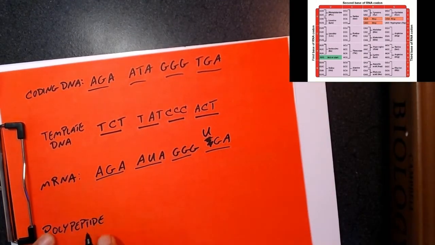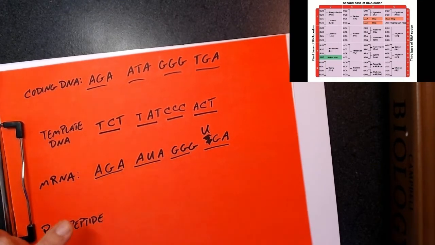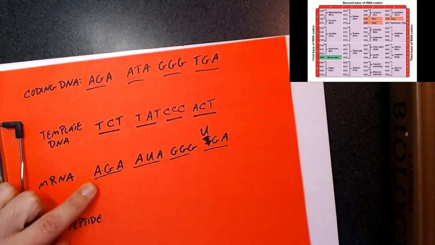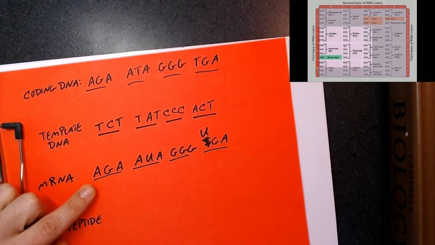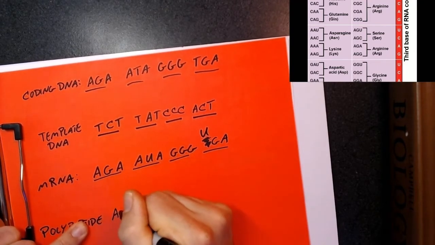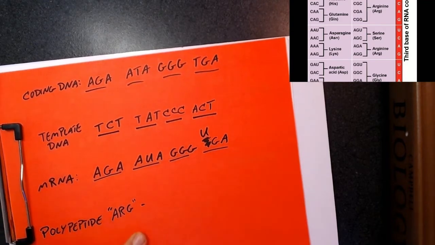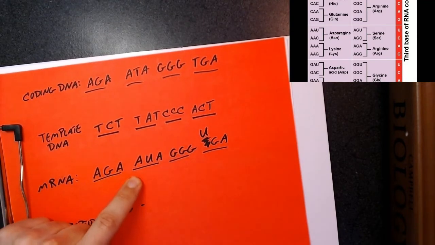Then we want to translate it to a polypeptide. So AGA, let's go to our chart up here. AGA, where are you? We have the A's down here on the 3rd row, and then the AG's are way over on the right-hand column. So here's our AG's. AGA is arginine. Arginine.